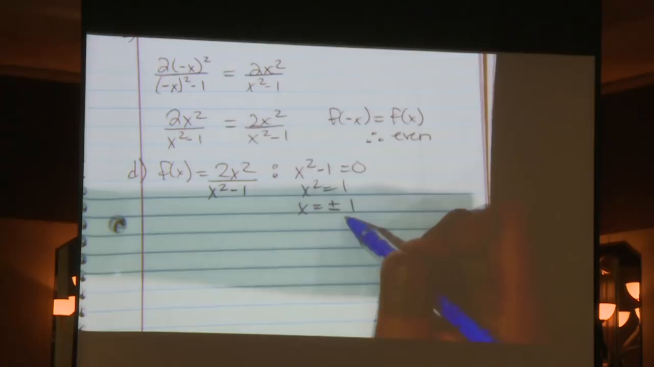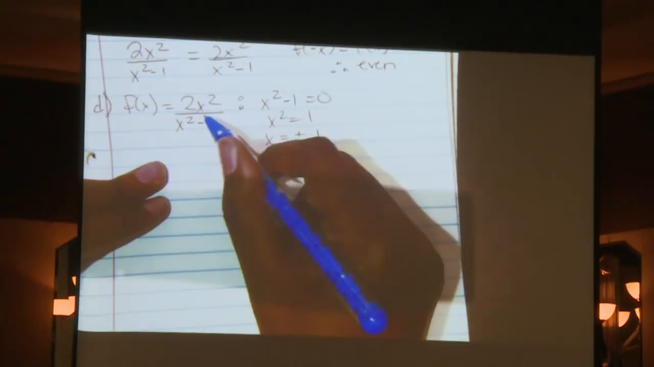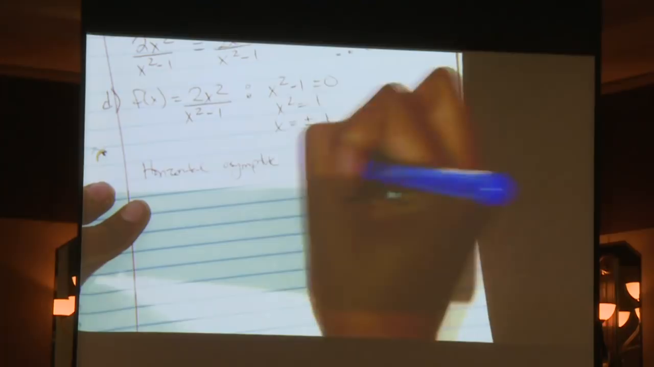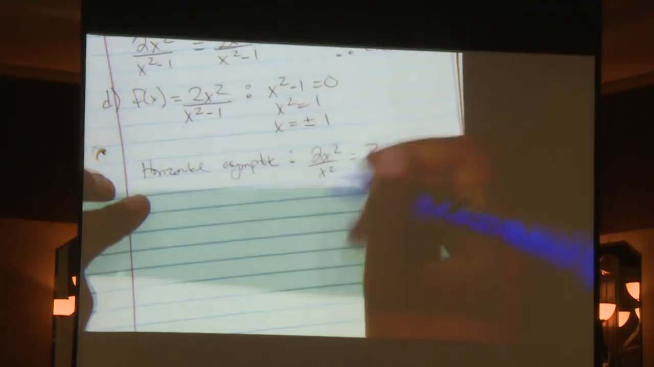Now, I need to know if it has at least one horizontal asymptote. So what you do in this case to find the horizontal asymptotes, you take the constants of the highest powers and you divide them. In this case, it has the same power. So it's going to be 2 over 1, of x squared over x squared, 2 over 1, because they have the same power. Yes?